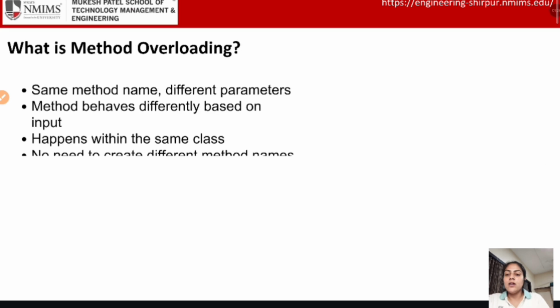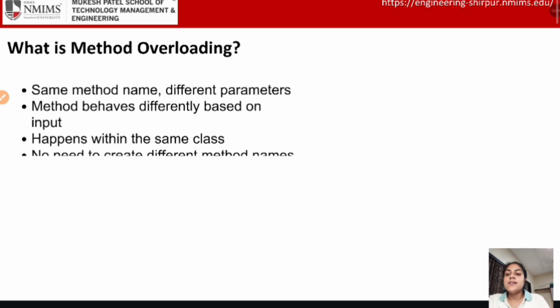Now what is method overloading? Method overloading means using the same method but with different parameters, and the method behaves differently based on the input. Instead of creating multiple methods with different names, we can use one method and change its parameters. This is how method overloading works, and it makes the code simple and easier to understand. It happens within the same class and there is no need to create different method names.